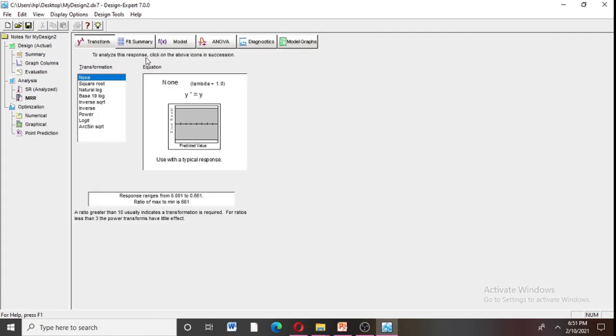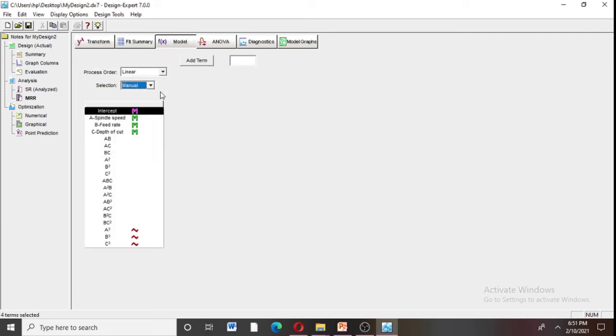Okay, after that, material removal rate. Here also, I can show the f of x model. In that, the software suggests a linear model. Linear model is available, two factorial interaction is available, quadratic model is available, cubic model is available. But the software suggests a linear model.